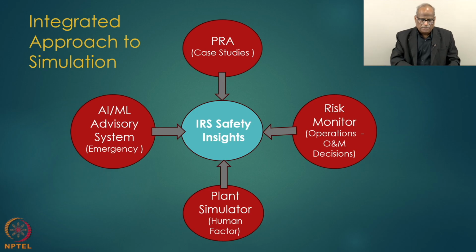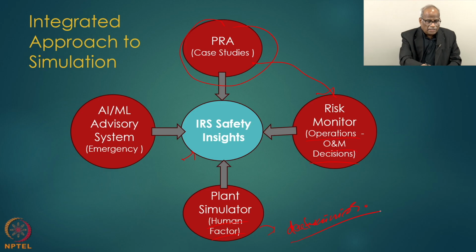Okay, so the integrated approach to simulation, as we have discussed, is integrated risk simulation and safety insights. That is our objective. And how we get it: at the core is a PRA study, and the PRA study forms the basis for the risk monitor. And the risk monitor gives operations and O&M decisions, and failure insight into the IRS. And then the plant simulator provides input on human factor and various plant configurations that we choose, as I mentioned, the deterministic part.